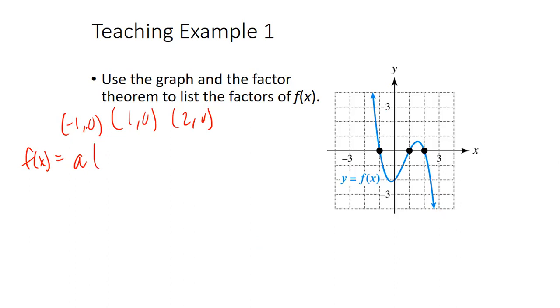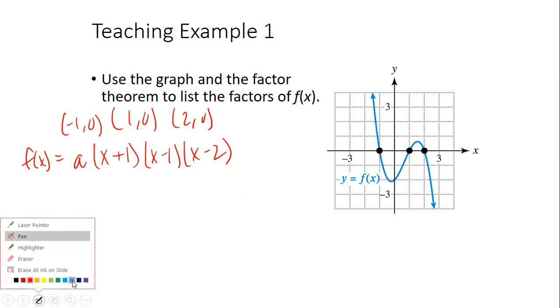All right, and remember, your x's are liars, right? So if I have -1, 0, then my factor is x plus 1. If I have 1, 0, x minus 1, and x minus 2. Okay, how do you feel about getting the generalized factored form? Doable? Okay.